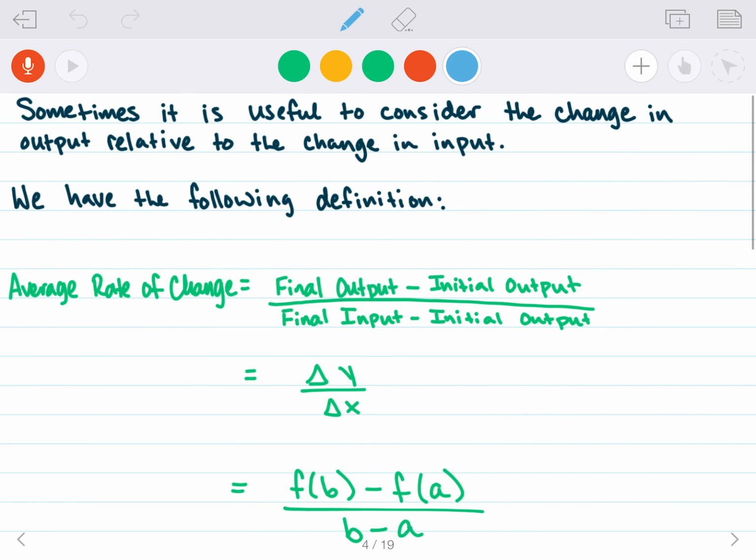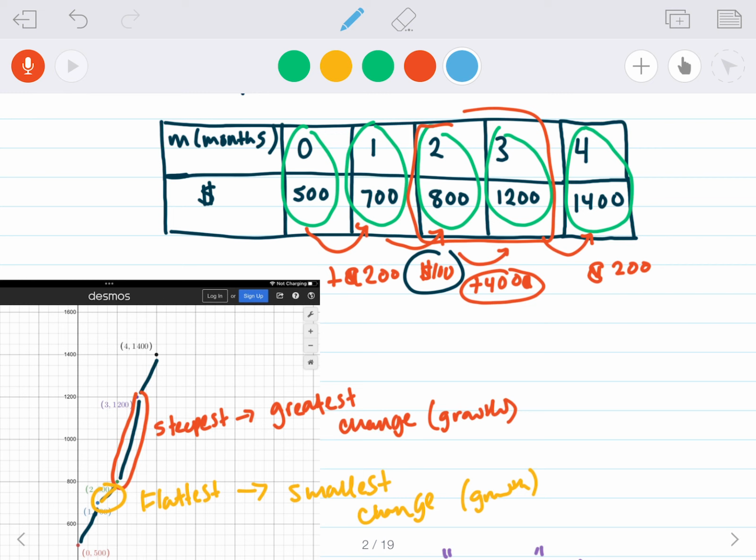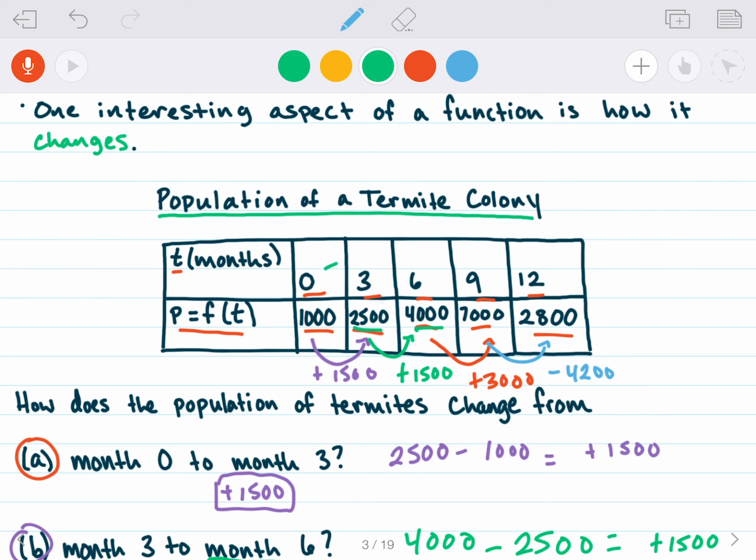All right, so now we're going to look at the math. Basically what I'm trying to say here is in this first situation, it was easy for us to see how things were changing because the time that we were given was changing by 1 each time. Like month 0 to month 1, month 1 to month 2, month 2 to month 3. It was easy to see what was happening because the change was in equal increments of 1 for our time. And same thing with our termite population. We were changing in increments of 3, right? 3 months. But sometimes we're not going to be given that.